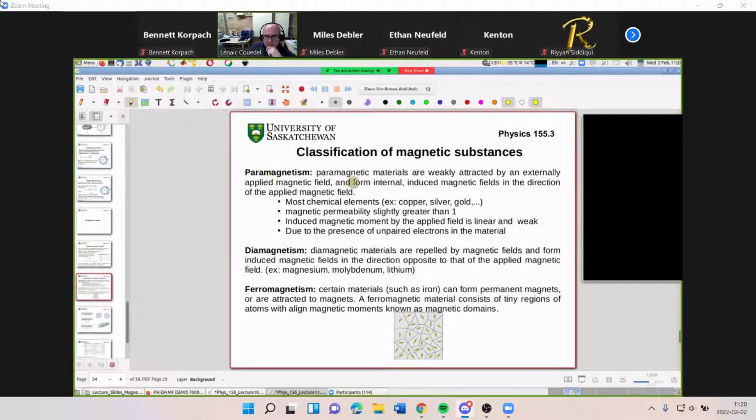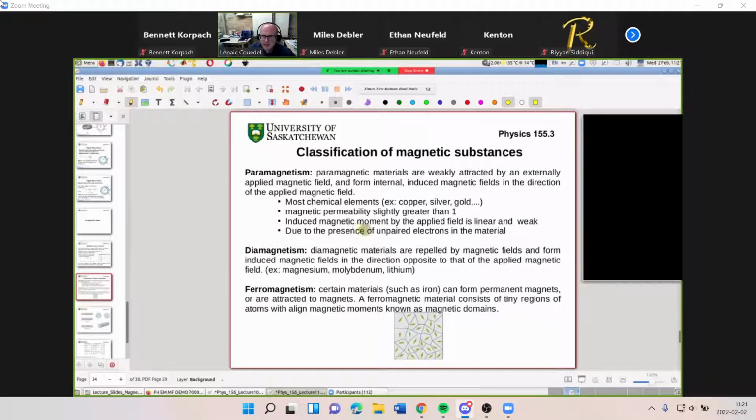Those materials are weakly attracted by an externally applied magnetic field and form an internal induced magnetic field in the direction of the magnetic field. So when you put a magnet close to this element, the magnetic moment of each dipole will want to align itself with the applied external field to minimize the energy. And as a result, they will be weakly attracted to the magnet. So this is most elements, copper, silver, gold, and they have a magnetic permeability slightly greater than 1. I will soon explain what it is.